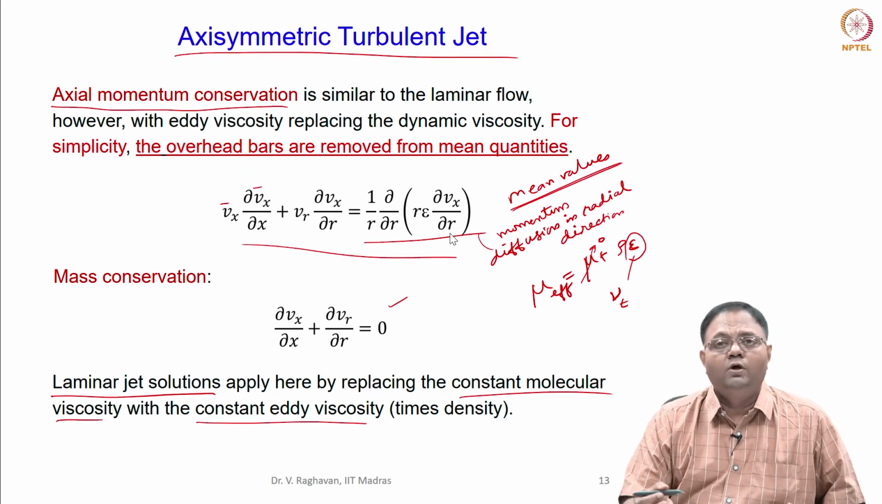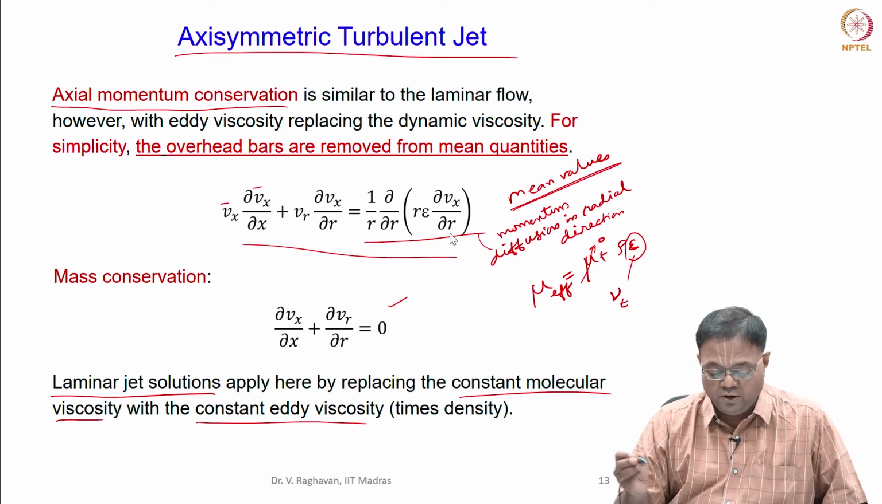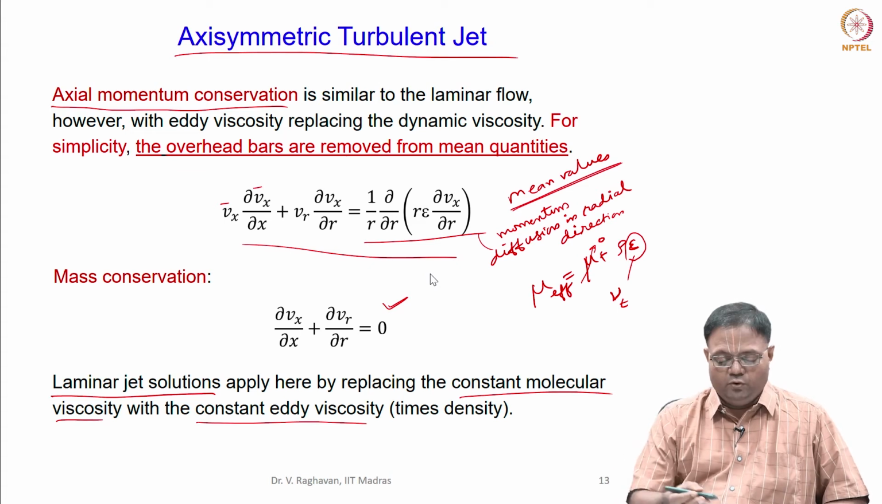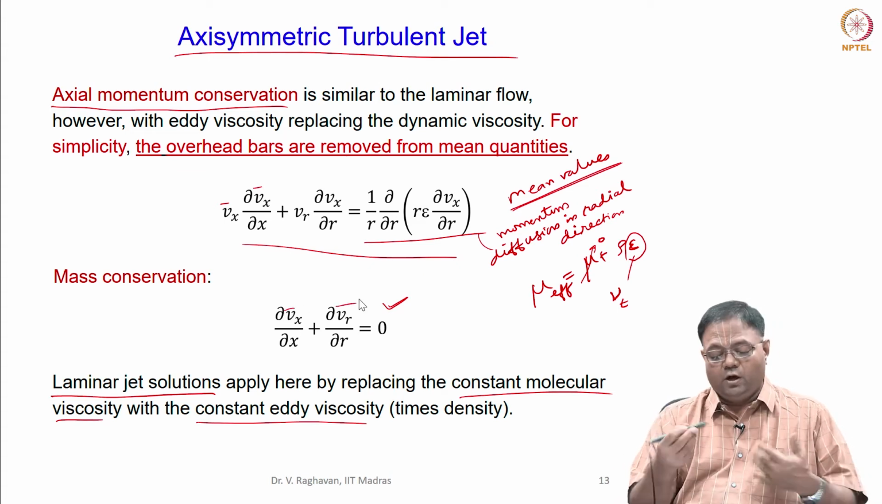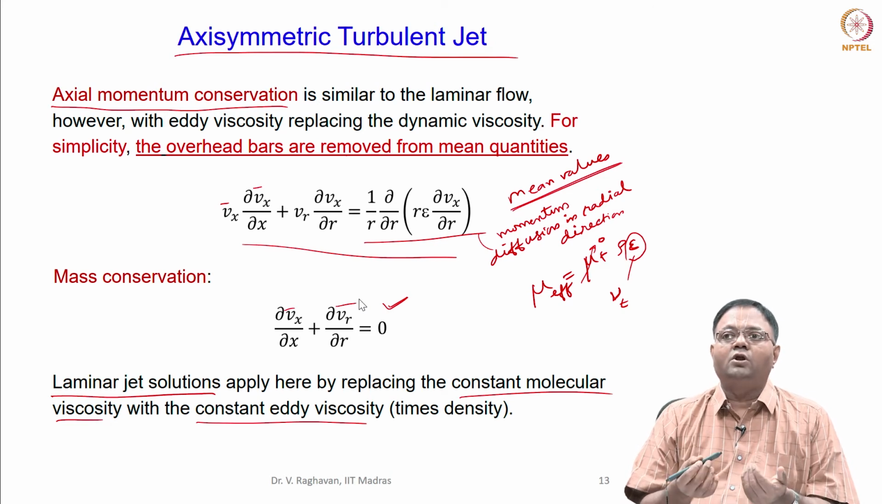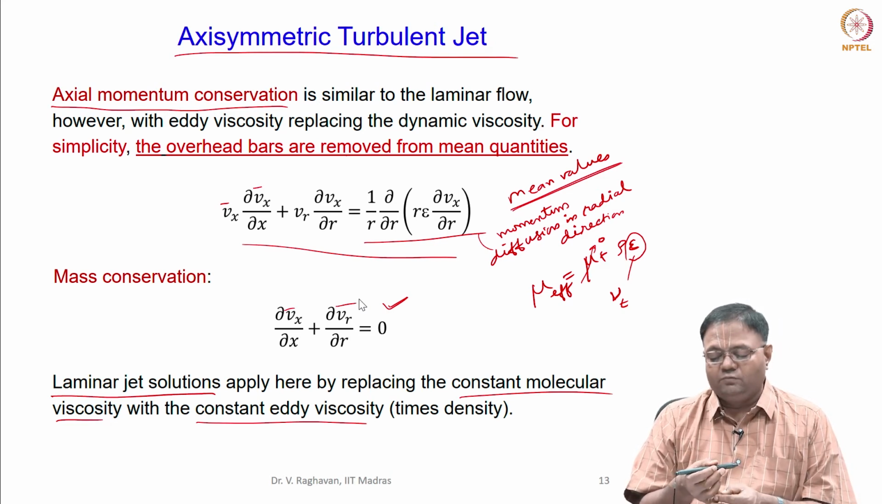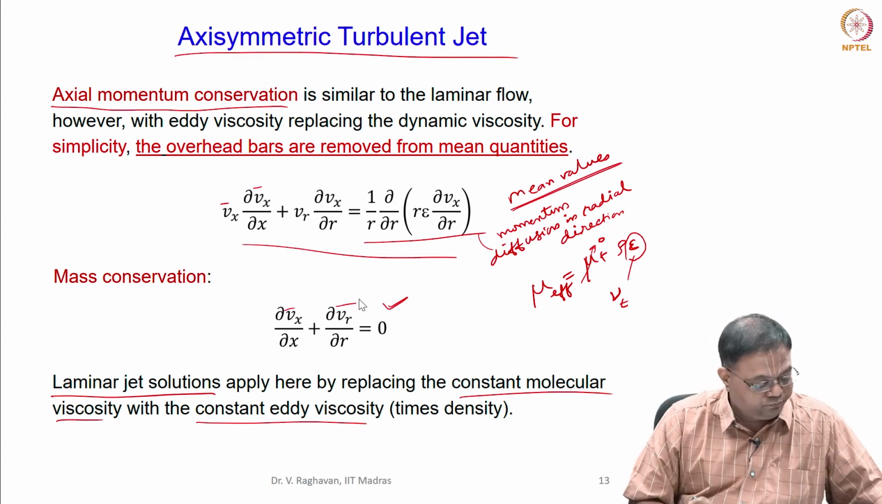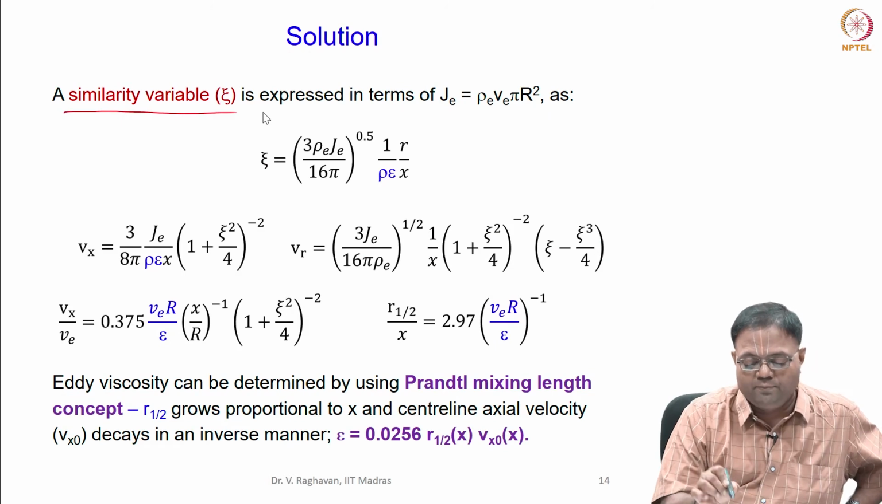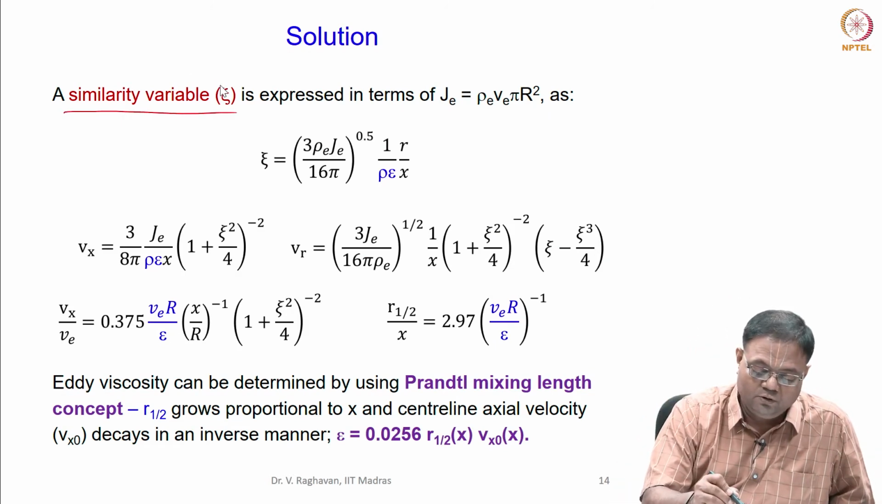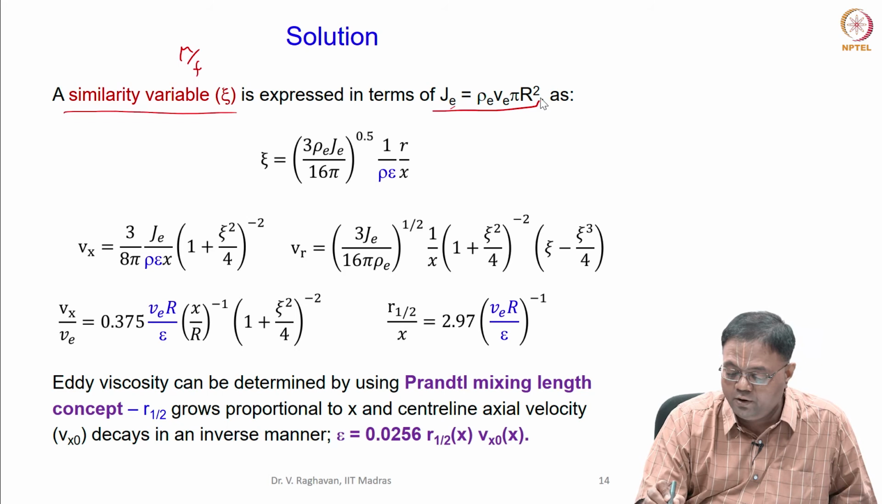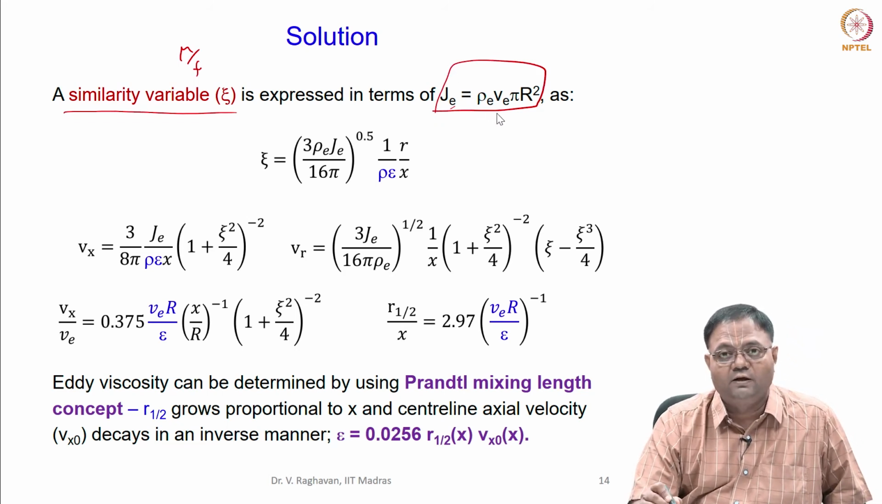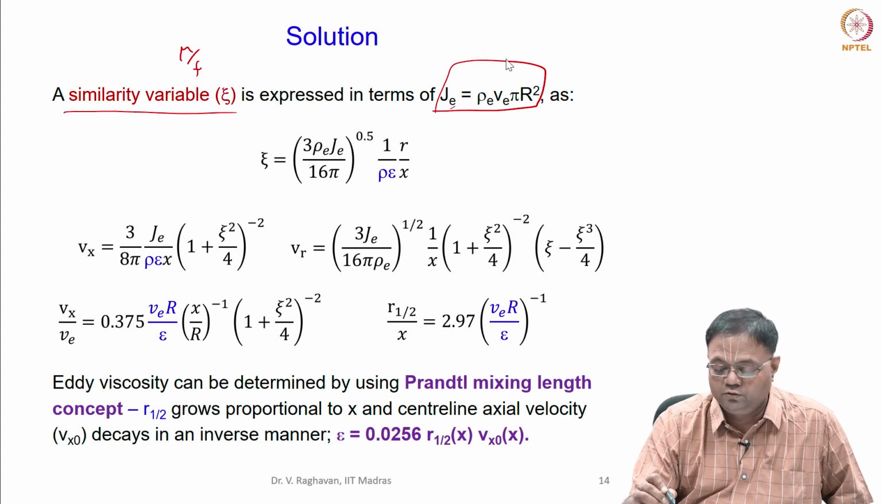You can see this is similar to the laminar jet axial momentum conservation, and the continuity equation is also the same when you put the mean quantities in. So, the solution of laminar jets applies here, but we have to replace mu by rho into epsilon. For the solution we again go for the same similarity variable, which depends on r by x, and the initial jet momentum is the same: rho e, v e squared, that is the exit velocity and the density at the exit of the nozzle, into the cross-sectional area of the nozzle or port, which is pi r squared. So, this is the initial jet momentum.